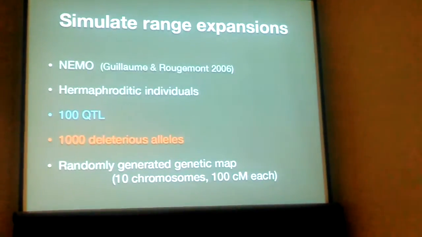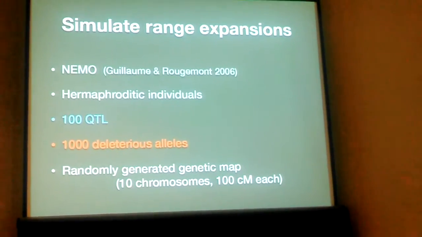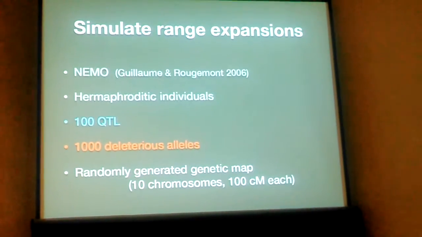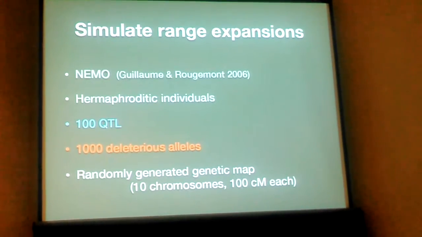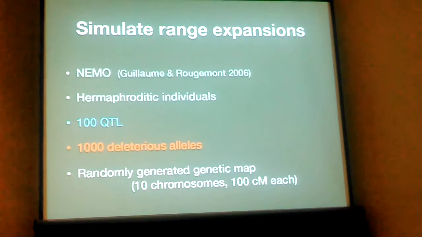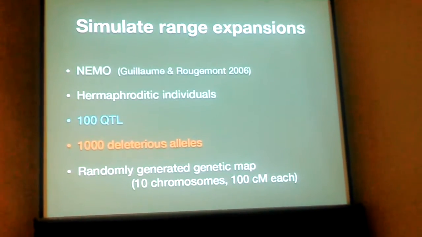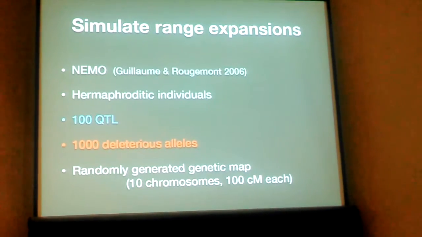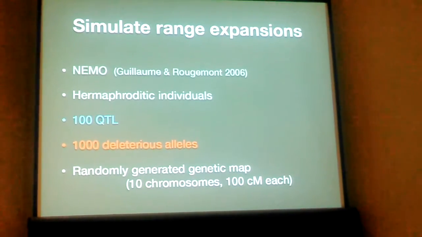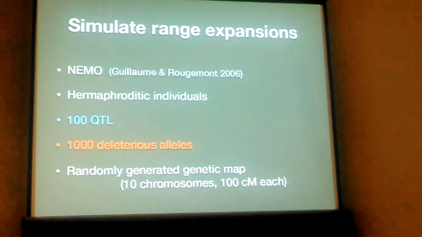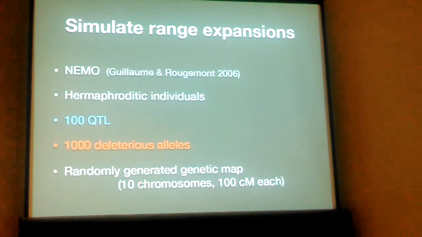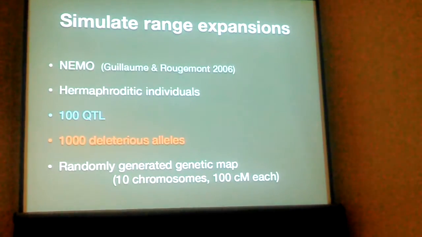So to get at this, we did individual-based simulations forward in time using the program NEMO. We simulated hermaphrodites across a large-scale landscape. We gave every individual one quantitative trait with 100 loci. This quantitative trait is what determines your level of adaptation to the landscape. And then every individual has the potential to have up to 1,000 deleterious alleles. All of these loci were randomly distributed across the genome in each simulation.